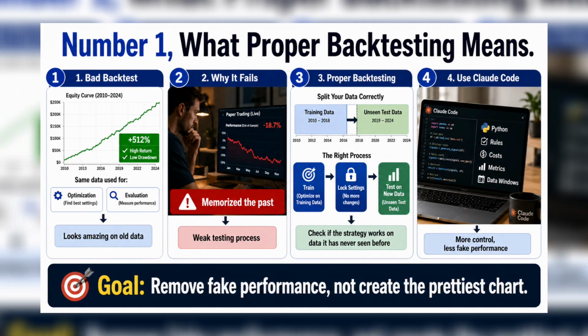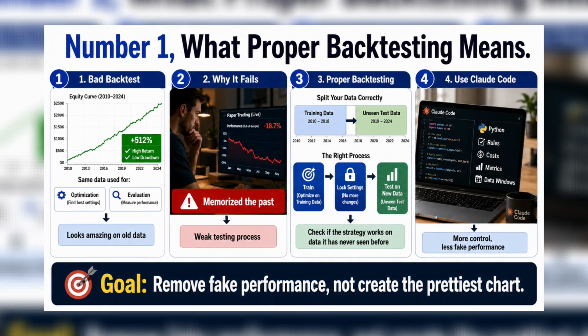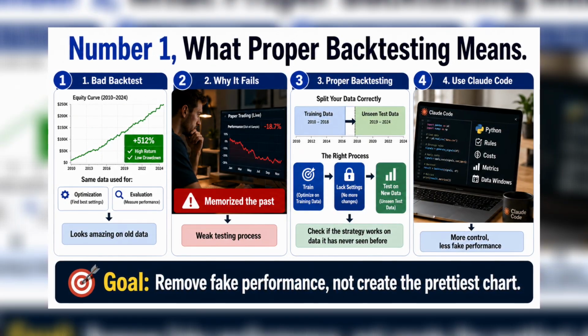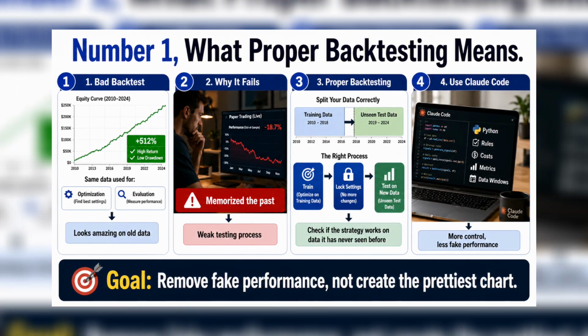The strategy did not fail because the market is unfair. It failed because the testing process was weak. The model was rewarded for memorizing the past instead of proving it had a real edge. That is where Claude Code becomes useful.